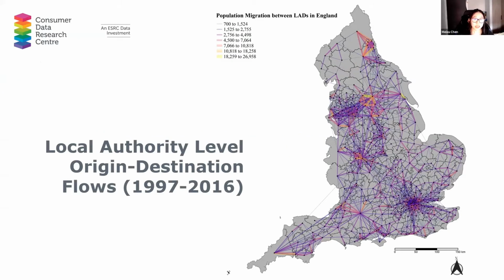So first, one application of LCR is to analyze and visualize population mobility flows based on origin destination information. This map shows inter-local authority level origin destination population flows in England. For better visualization, only flows larger than 700 population are presented here. The thickness of lines represents the number of movers, thicker lines indicating higher population flows. And we can see from the map that the majority of flows aggregated around London and the Northwest, but the flows in the north of England are relatively low.